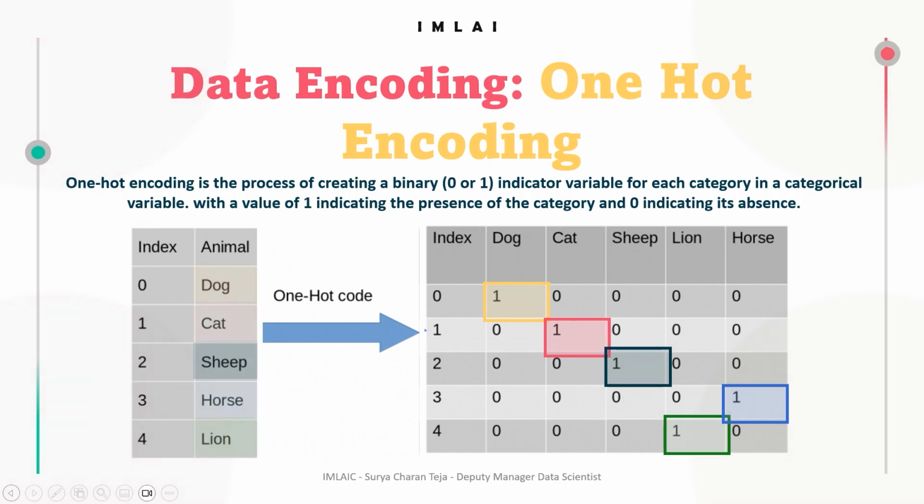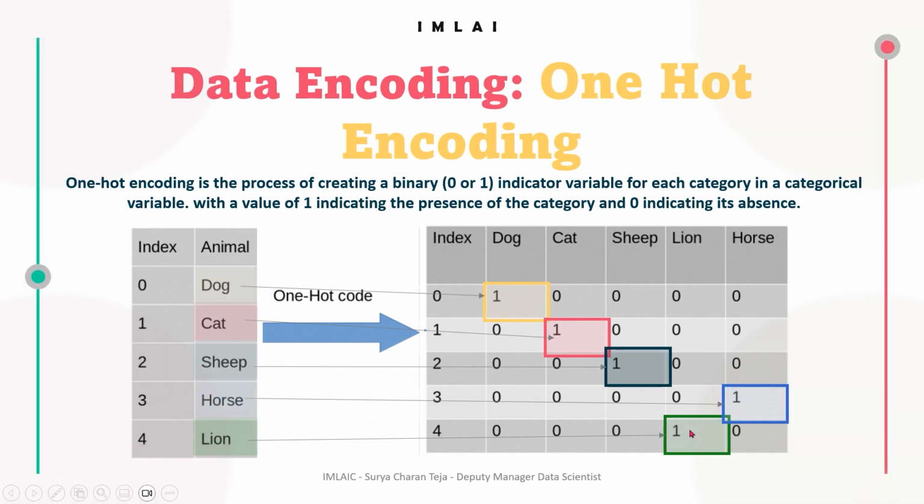So now let's look into the third technique in data encoding, that is OneHot. After the OneHot encoding, we'll be looking into the dummy encoding. But before we enter into the dummy encoding, let's wrap this up. See, the category dog has been coded with 10000, cat 01000, sheep 00100, horse 00001, and finally lion with 00010. So that's how each category in that row has been replaced with the respective binary code.